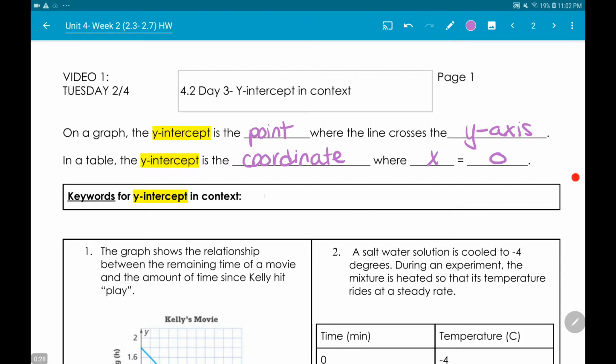Alright, some words that we're looking for in context are startup, fee, and initial. So anything to do with it being at the beginning. Remember that the y-intercept only happens once.